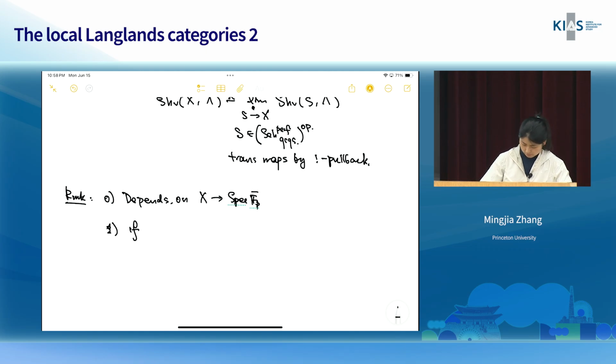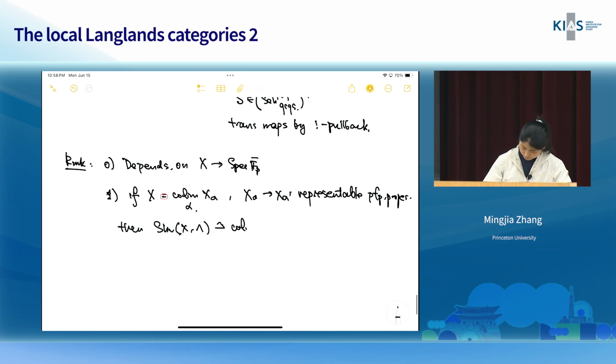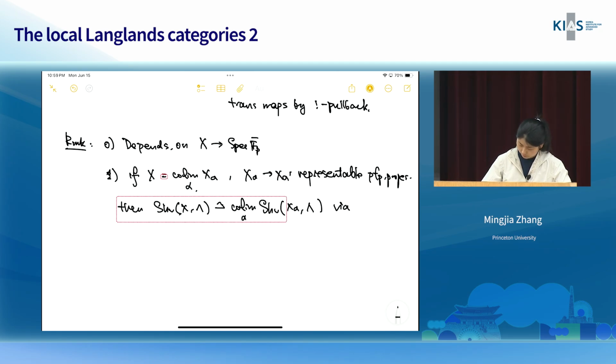A second thing, which is the main reason that we use these shriek functors and the opposite category, is when X is some nice ind-scheme, then one has a better control of this category. In particular, ℓ-adic sheaves on X is the same as the colimit of the sheaf categories on these X alphas with transition maps by star pushforward.